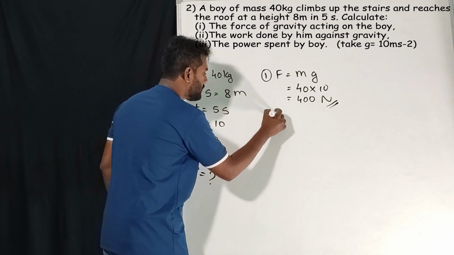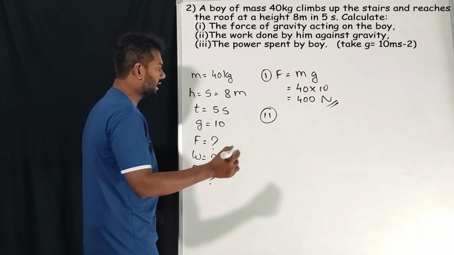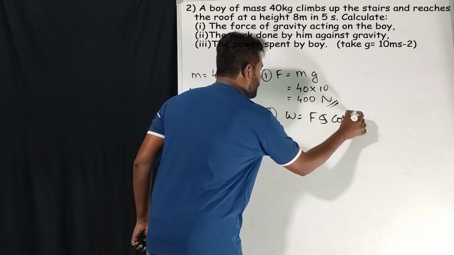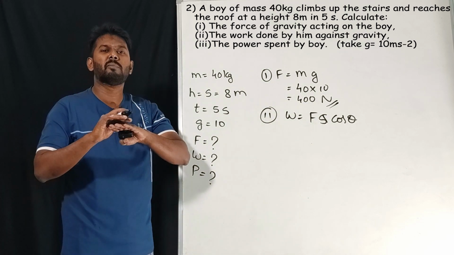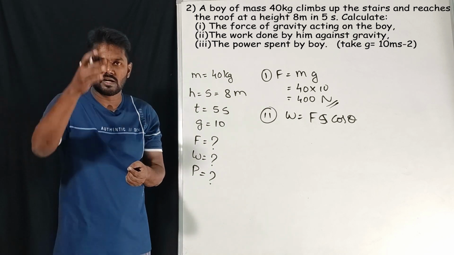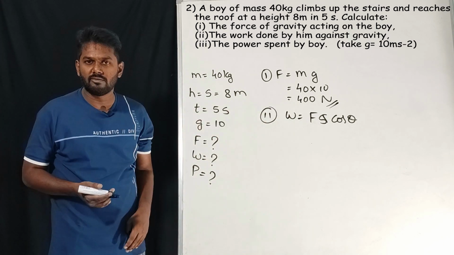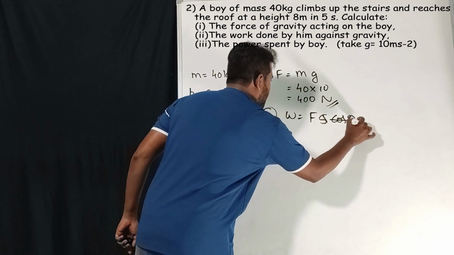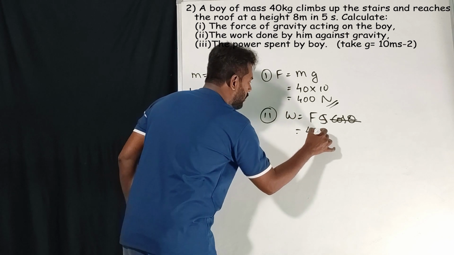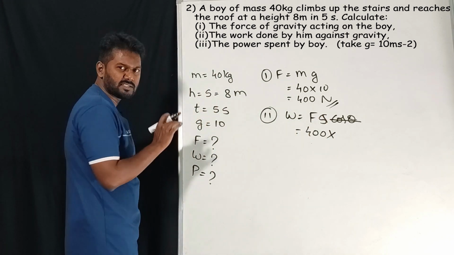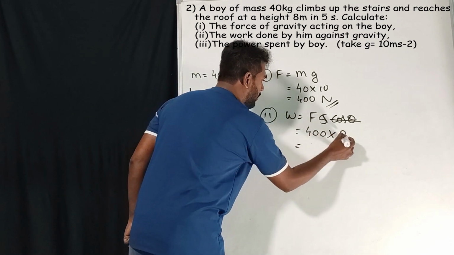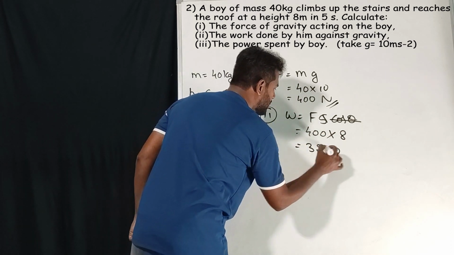Next, the second one, we are going to find work done, correct? The work done formula is F s cos theta. In this question, they have not mentioned anything about theta or angle, correct? They are not telling us it is in the direction or anything, and they have not given the angle value. Then we can neglect this. Then what is the value of F? That is what we have found, 400 into s. Height is given, height is nothing but displacement, so that is 8 meters. 4 8s are 32, 2 zeros, I'll write it as it is.